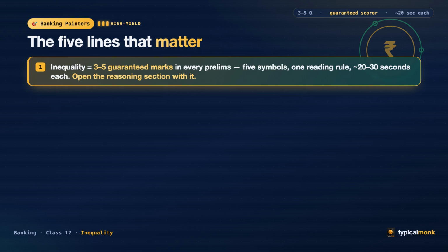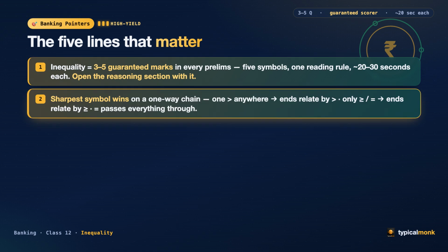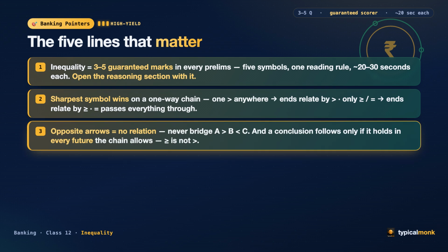1. Inequality means 3 to 5 guaranteed marks in every prelims, 5 symbols, 1 reading rule, 20 to 30 seconds per question. Open the reasoning section with it. 2. On a one-way chain, the sharpest symbol wins, 1 greater than anywhere, and the ends relate by greater than; only greater than or equal to and equal, and the relation is greater than or equal to; and equal passes everything through unchanged. 3. Opposite arrows mean no relation.